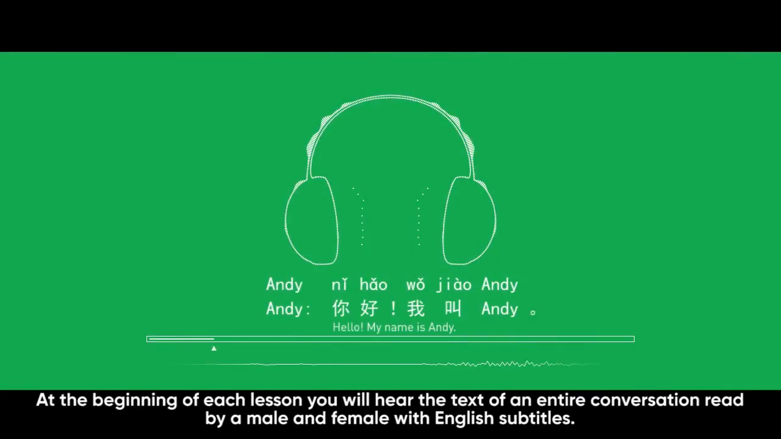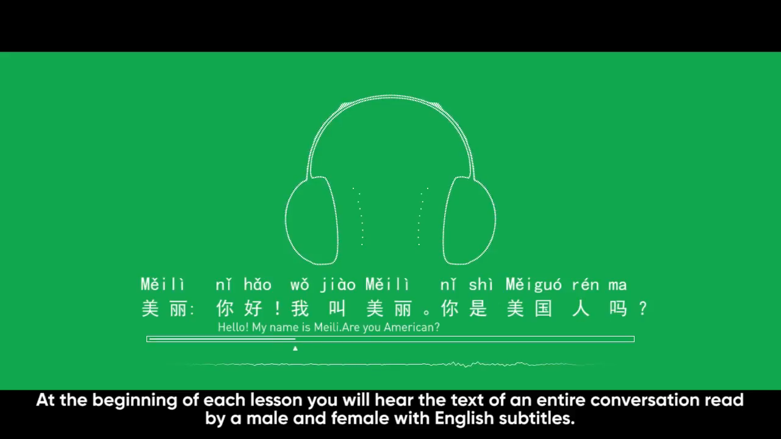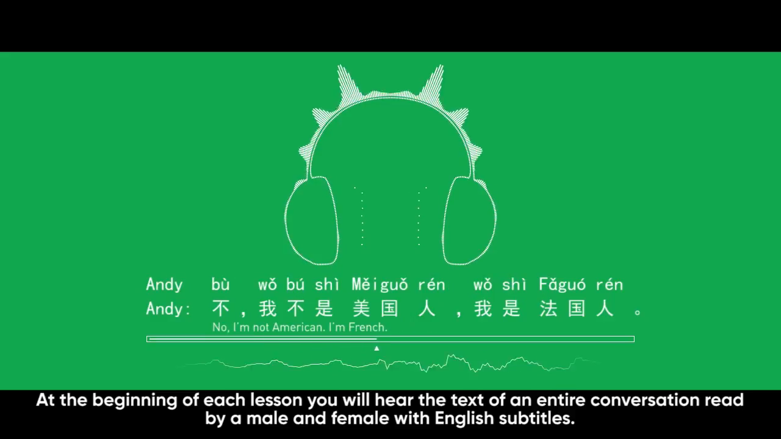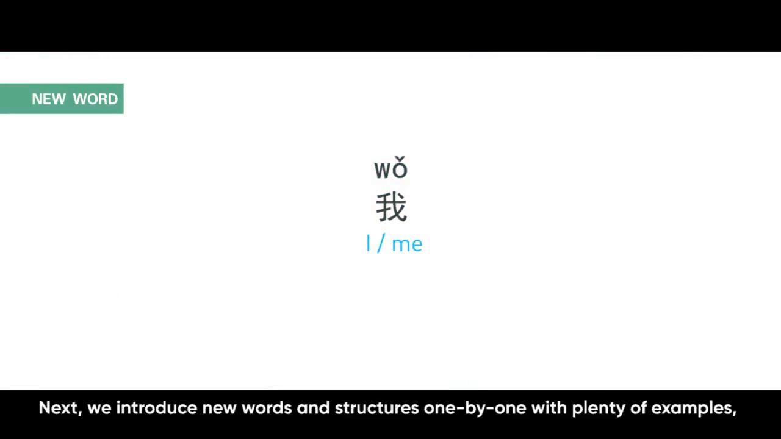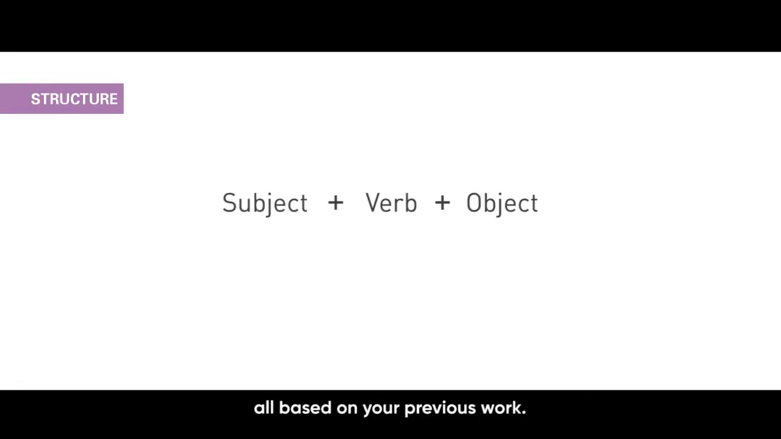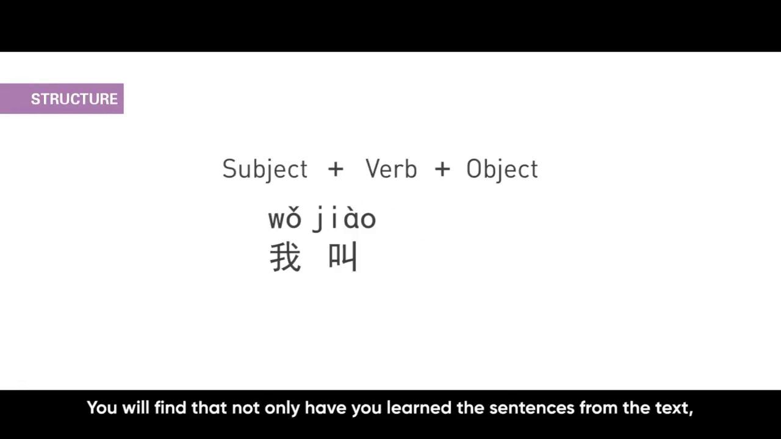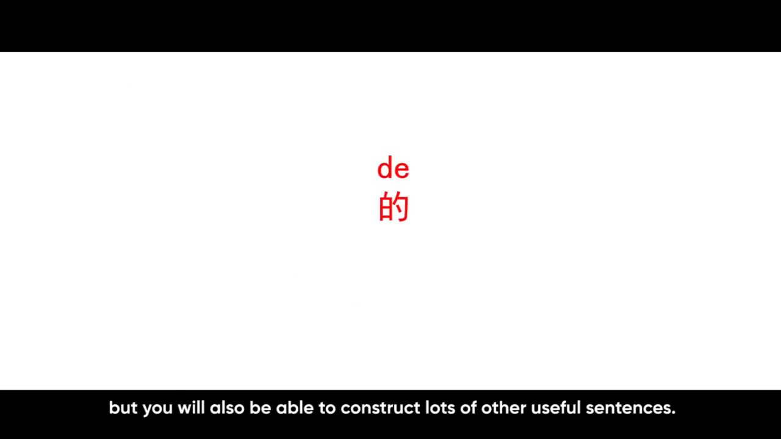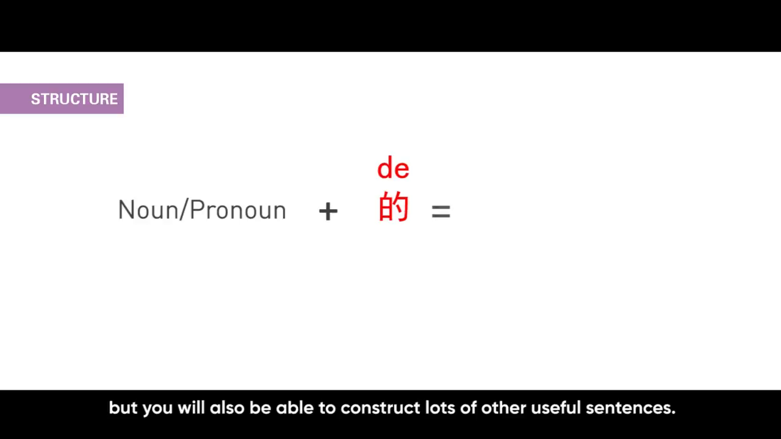At the beginning of each lesson, you will hear the text of an entire conversation read by a male and female with English subtitles. Next, we introduce new words and structures one by one with plenty of examples, all based on your previous work. You will find that not only have you learned the sentences from the text, but you will also be able to construct lots of other useful sentences.